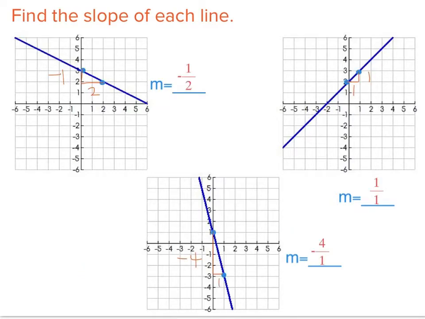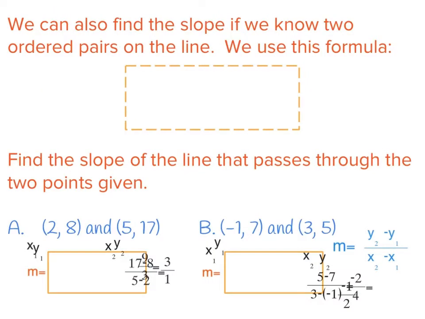How did you do? I hope you got all 3 of these correct. If you did not, please pause the video again and check the answers with mine or ask your teacher for help. We can also find the slope if we know 2 ordered pairs on the line, and we use this formula. M is equal to y2 minus y1 over x2 minus x1.